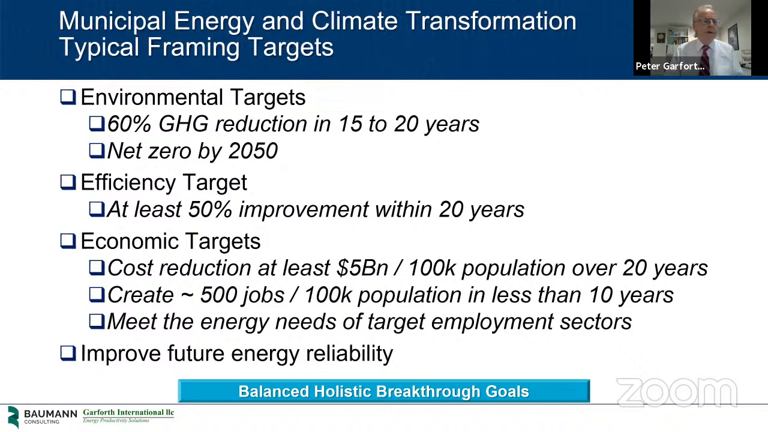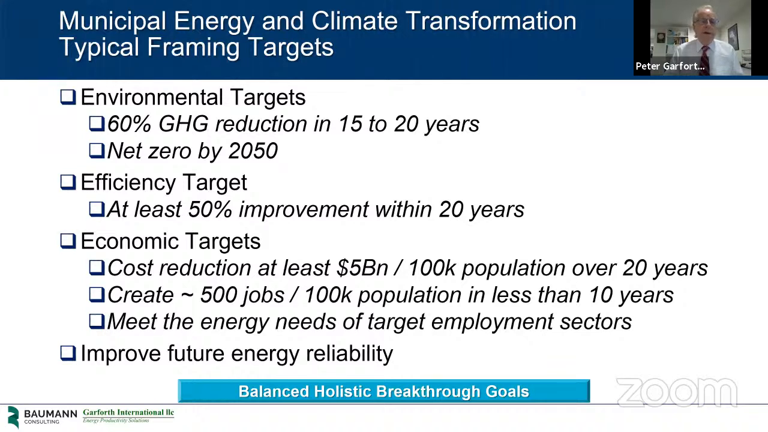Generally speaking, we see at least a 50% source energy efficiency within 20 years. Sometimes more aggressive, sometimes less, but generally in the 40 to 60% range. And then the economic targets, where depending on how the community is interpreting cost and economic opportunity, it's usually in 3 buckets. Cost reductions generally in the range of $5 billion over 20 years, cumulatively, for 100,000 population. 500 jobs in the first decade, and that aligns with this immediate economic development pressure and recovery.